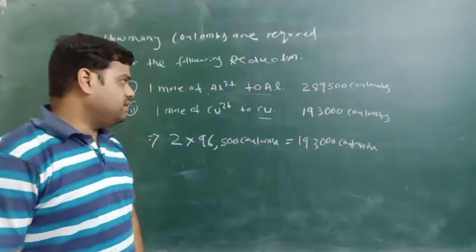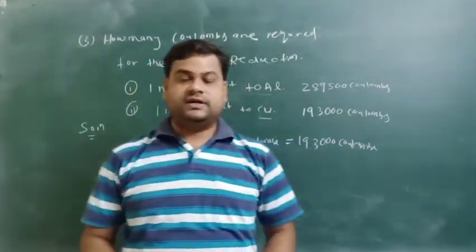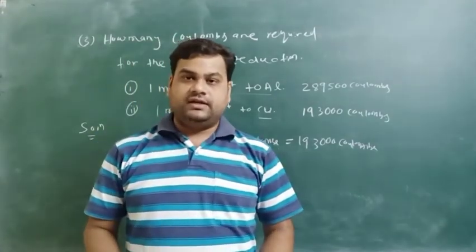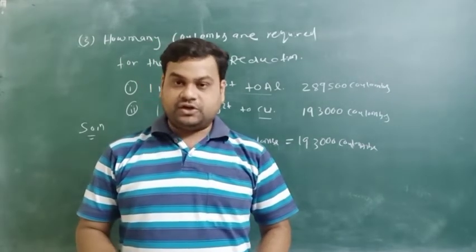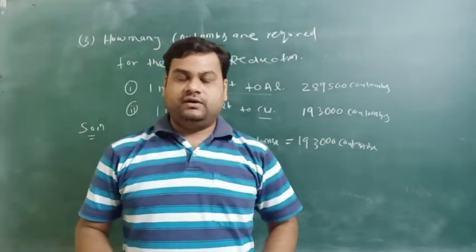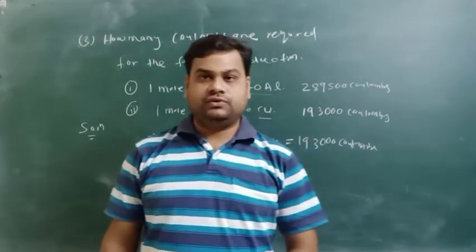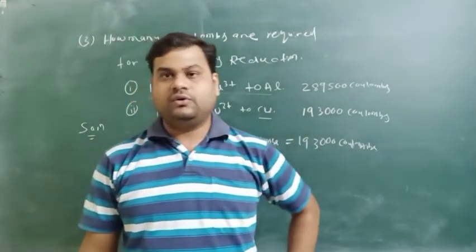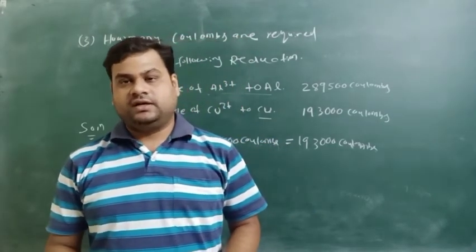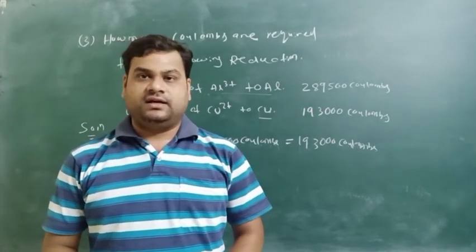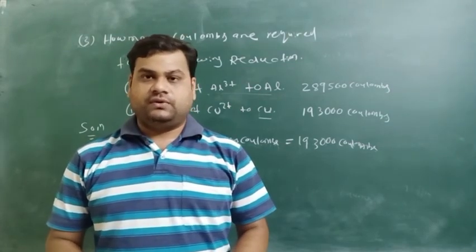This is all about the calculation of the reduction process, and today we have discussed the calculation of electrochemical equivalent or chemical equivalent, and the reduction process. We know that the quantity of electricity Q equals I T, where I is current in amperes and T is time in seconds. So this is all about some numericals regarding Faraday's first law of electrolysis.